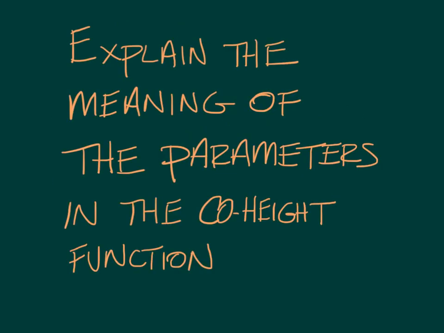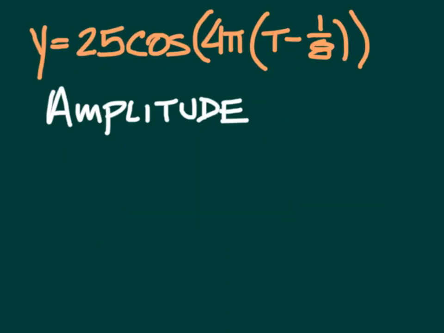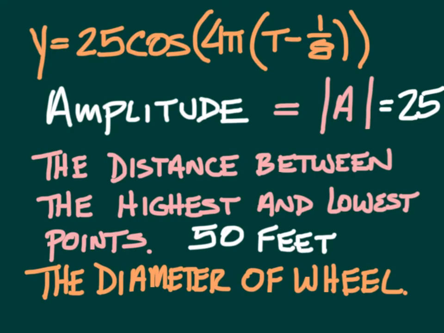So explain the meaning of the parameters in the coheight function. The amplitude. What is the amplitude? 25. The amplitude is 25. And it's the absolute value of A, which is 25. And the distance between the highest and lowest points, 50 feet, is the diameter of the wheel. Of course, you know you only need the distance between the highest point and the midline to come up with the amplitude. So you would cut this one in half.